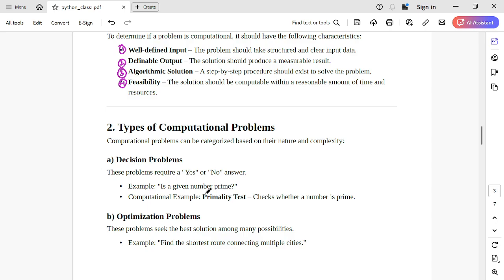It has to test the primality, and if it passes the primality test, it should print as prime. Otherwise, it should print not prime. Right. So that is the decision problem.